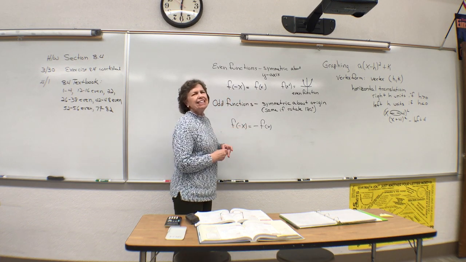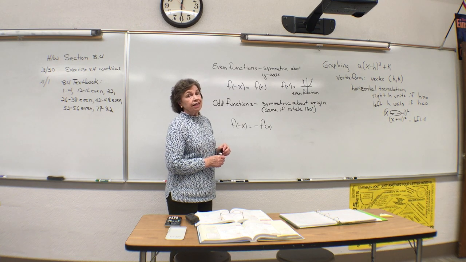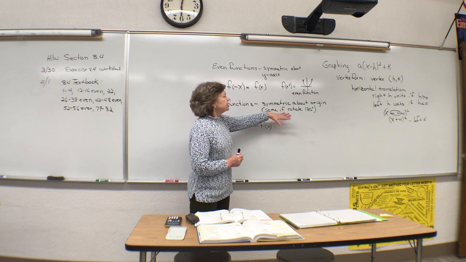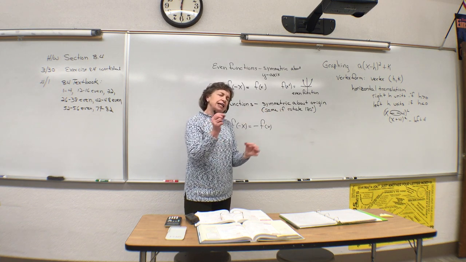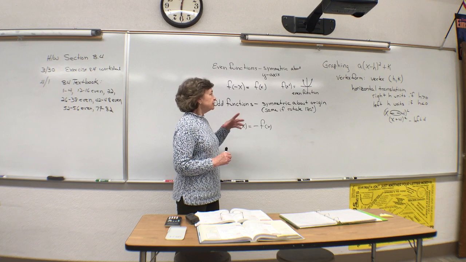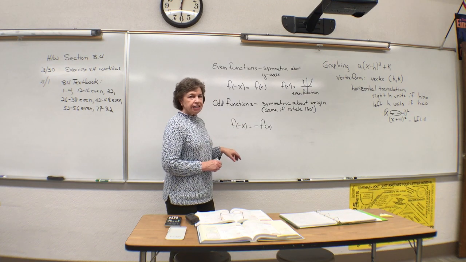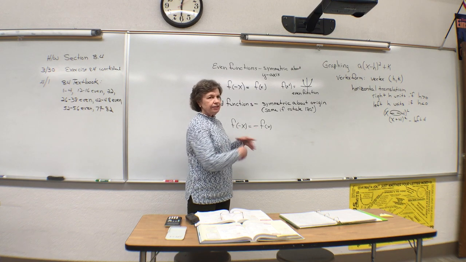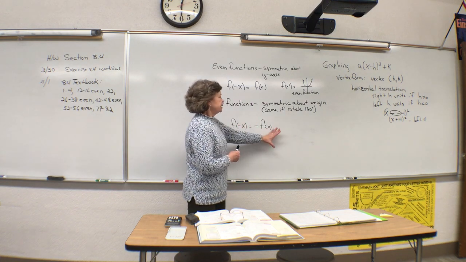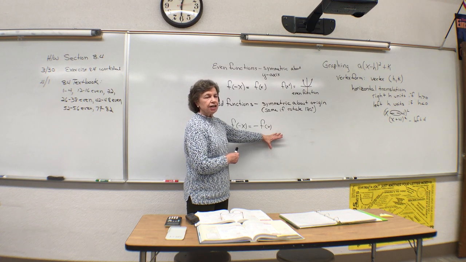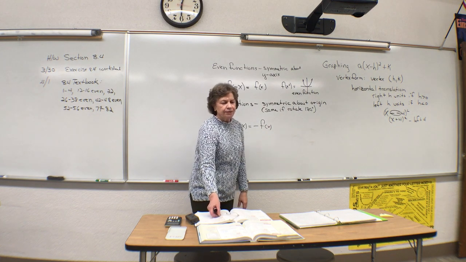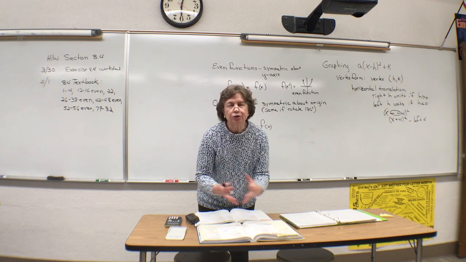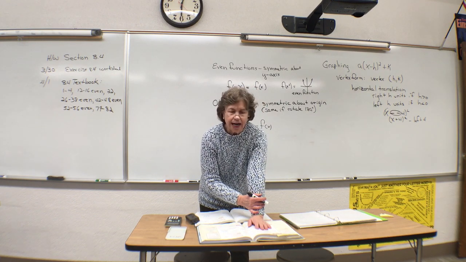Odd functions are easier to find if you do the algebraic test than if you look at the graph. Odd functions are symmetric about the origin. That means if you rotated them 180 degrees, they would look the same. The algebraic test is if I replace x with negative x and I get negative that whole function, every sign opposite of what it was when I started, then it's an odd function. That's what's in the core concepts.